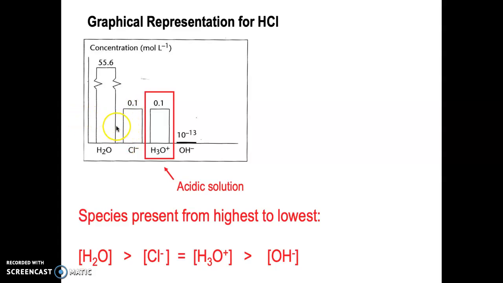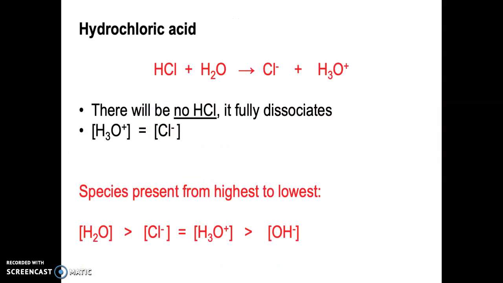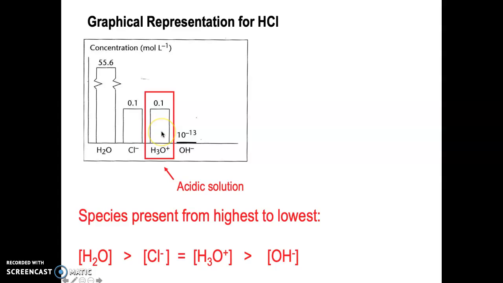In these graphs we always assume it's 0.1. So that's why the chloride concentration is 0.1 and the hydronium concentration is 0.1. It goes back to the fact that from this equation you always produce a 1-to-1 ratio, and that's why those are the same height. Okay, 0.1, 0.1.